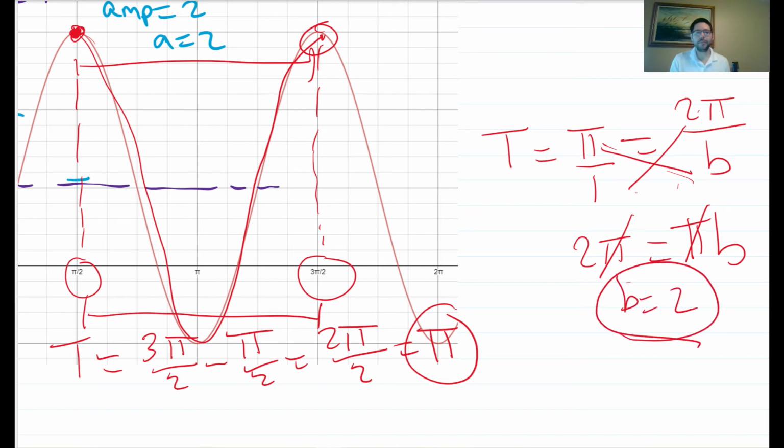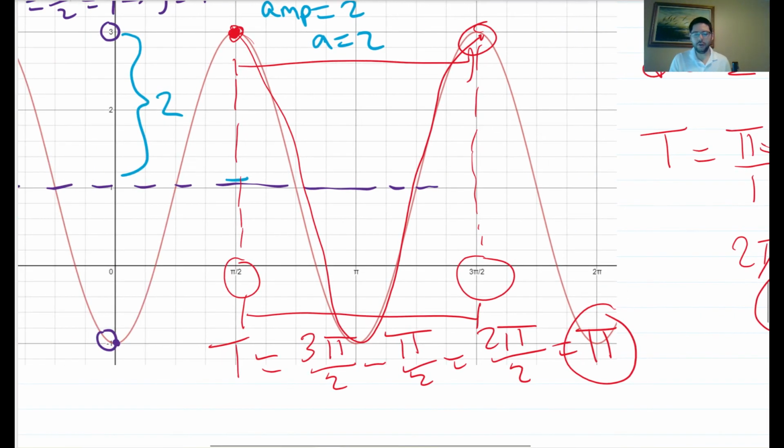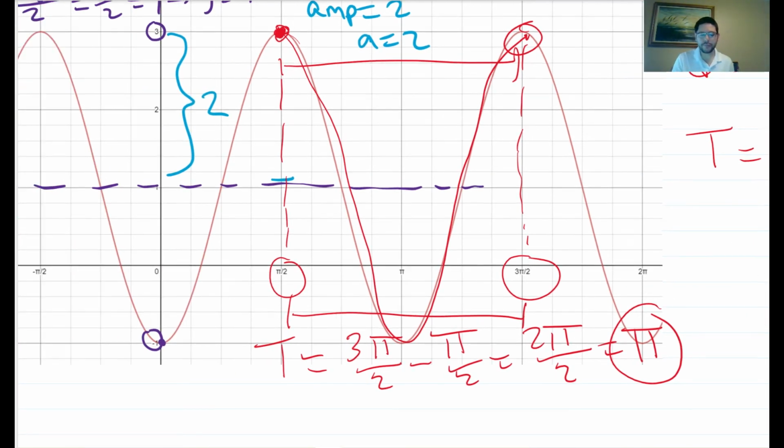So there's my b. So now we know A, we know B, we know the period, we know the midline, so we know D, right? We know D. D has to be 1 because that was my midline. And we need to find C next. So how do we find C?